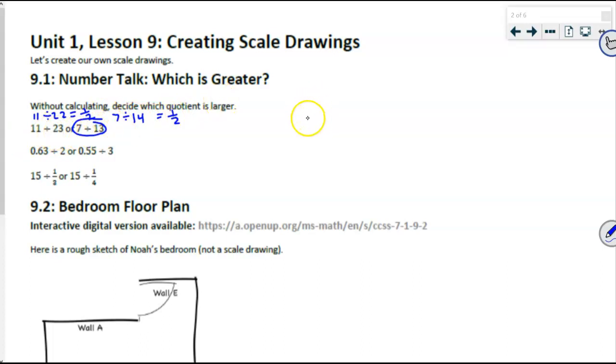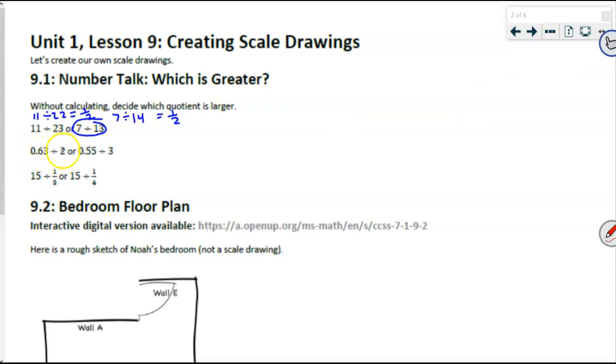Another way to think about that, I'm going to try and just summarize it one last time. 11 divided by 23 is really close to 1/2, but it's a little bit less than 1/2. 7 divided by 13 is really close to 1/2, but it's a little bit more than 1/2. 1/2 would really be 6.5 over 13. We have a little bit more than that. So that is how I would do that one. Let's move on to the next one.